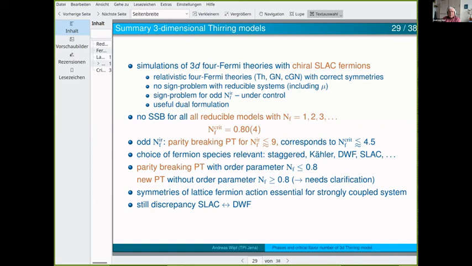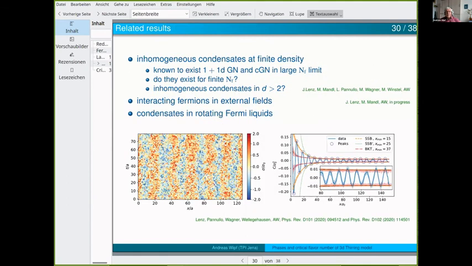There is a parity-breaking phase transition with order parameter, but only for the, if you want, unphysical number of flavors below 0.8, where there's no local quantum field theory. We have probably detected a new phase transition without order parameter. And again, the symmetries of the lattice fermions, we have learned, are very essential for this strongly coupled system, not to end up in the wrong universality classes. But still, there are these little discrepancies between SLAC and domain-wall fermions.